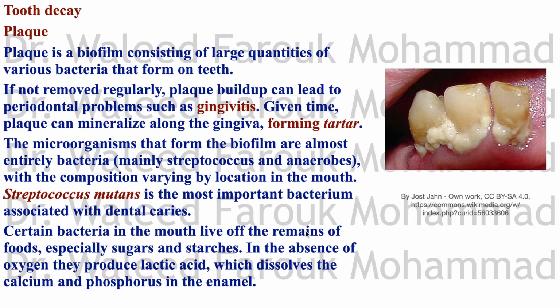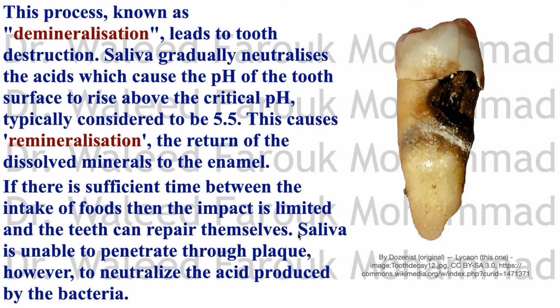The bacteria live off the remains of food, especially sugars and starch, the result of digestion of carbohydrates in the mouth. In the absence of oxygen, they produce lactic acid, which reduces the pH in the mouth and results in losing calcium and phosphorus from the enamel over time. This process is called demineralization, and it leads to tooth destruction, of course.